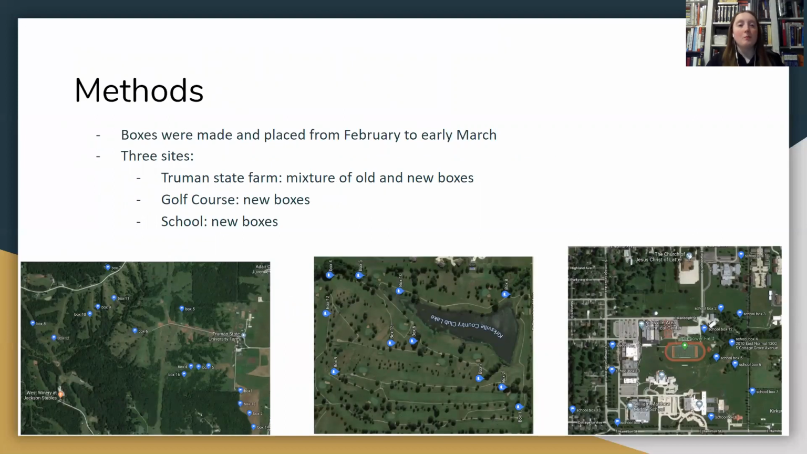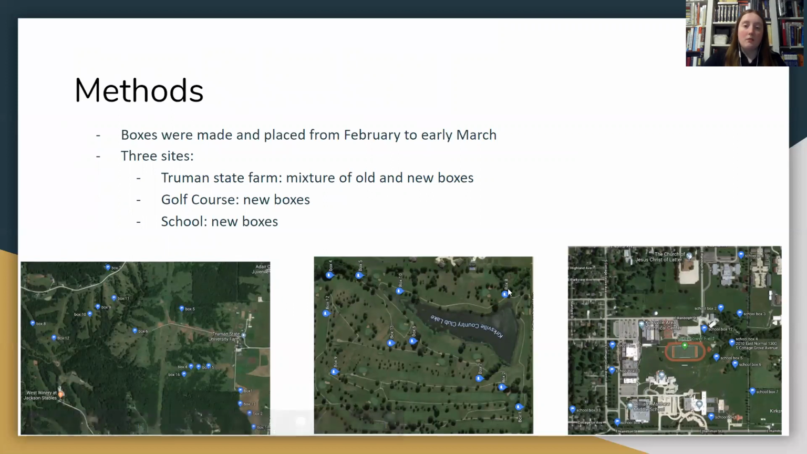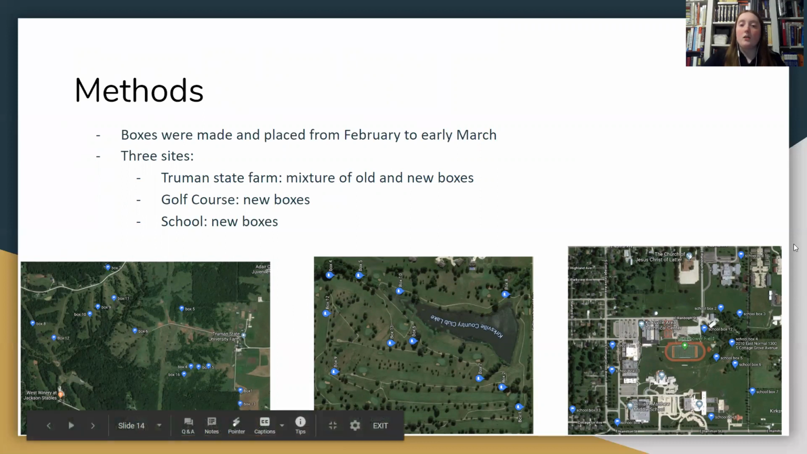So boxes were made and placed from February to early March. We had 48 total boxes that we were monitoring across those 3 sites. So the Truman State Farm, which is shown here, had a mixture of old and new boxes. The golf course, which is shown here, had all new boxes, and the school, which is shown here, had all new boxes as well.